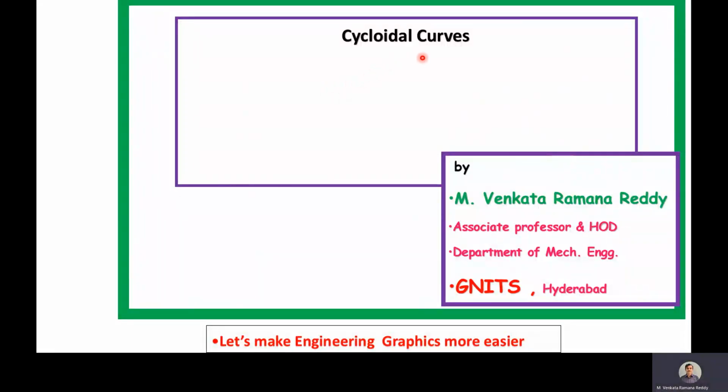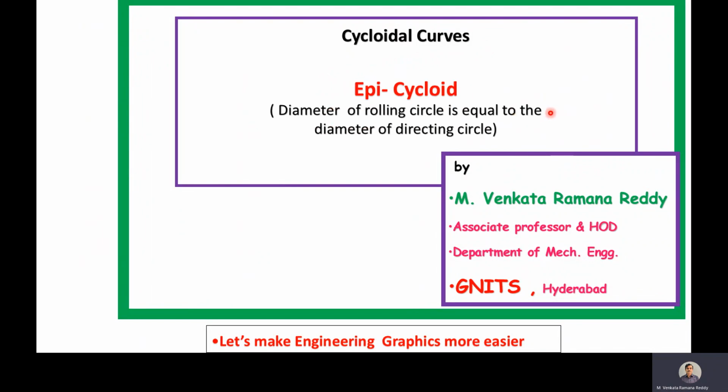Welcome to the discussion on the topic cycloidal curves. Under this, we are discussing now a special problem on epicycloid, that is, diameter of rolling circle is equal to the diameter of the directing circle. This is the fifth problem we are discussing under cycloidal curves. Now we'll enter into the problem.